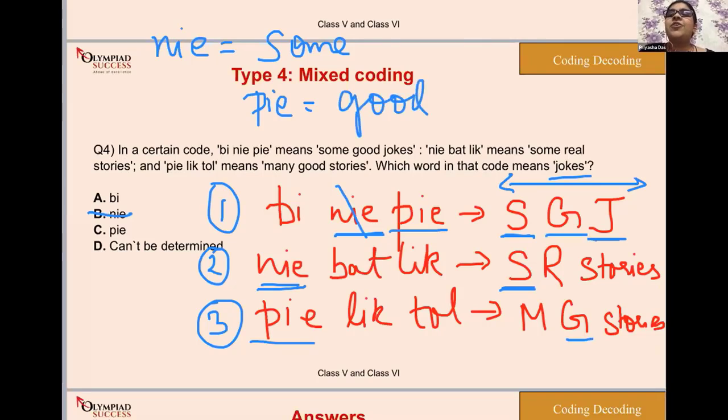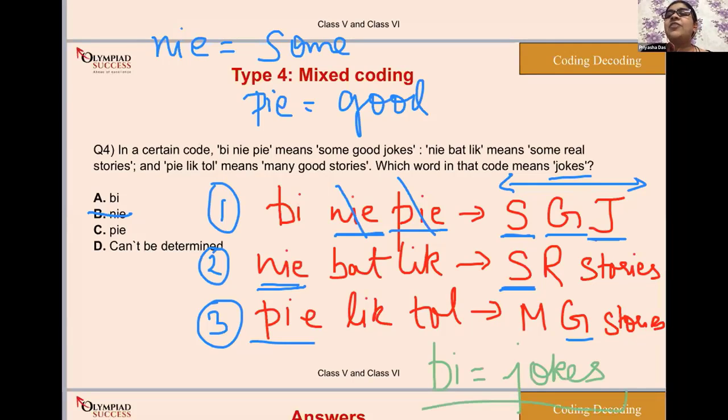So, pi also gone. What are we left with? We are left with by. So that means by will be the answer for jokes. Did you all get it, guys?